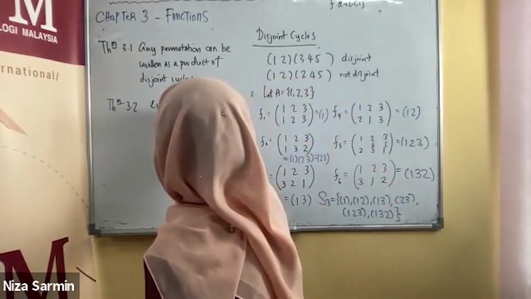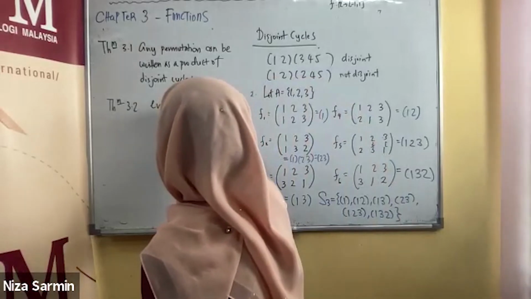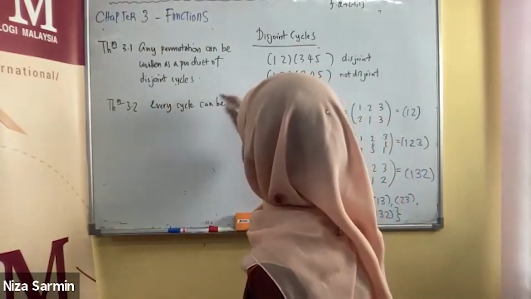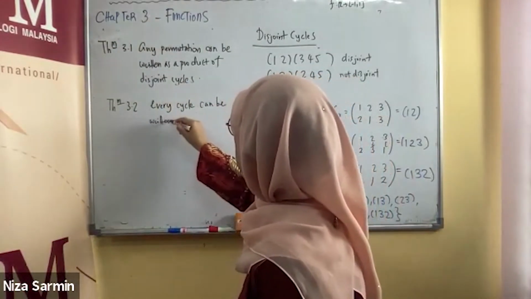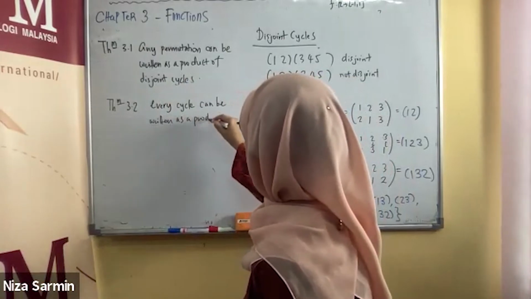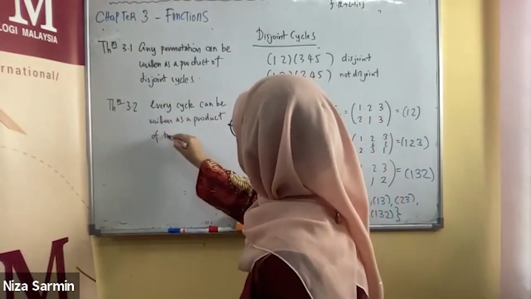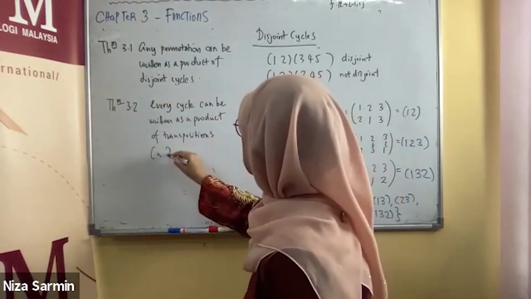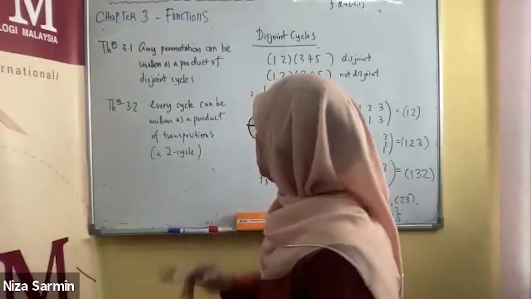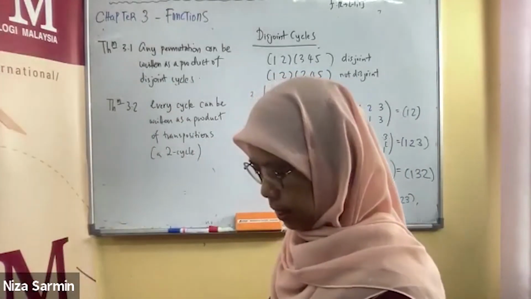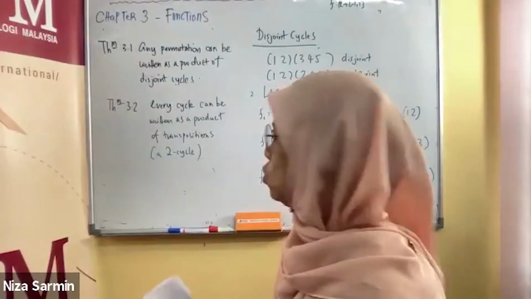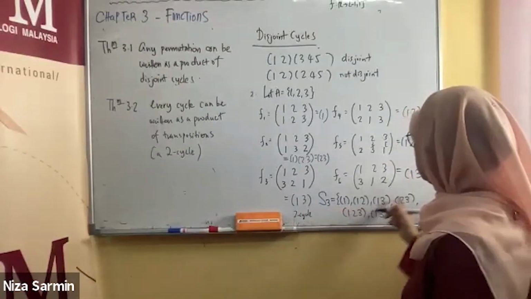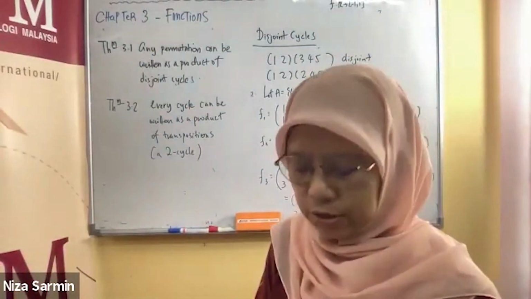And Theorem 3.2 is the one I want to show you. Every permutation, or every cycle, can be written as a product of transpositions. And what is a transposition? It's a 2-cycle. A cycle of length 2. Okay, I can say this is a 2-cycle or a cycle of length 2, a 3-cycle or a cycle of length 3.